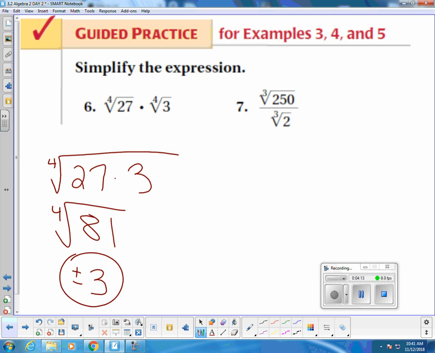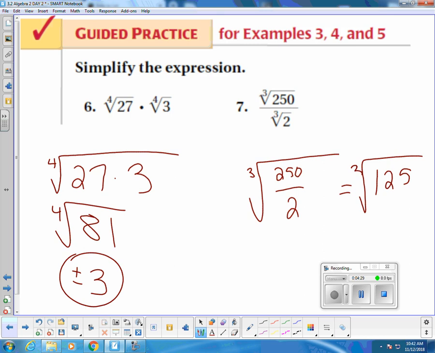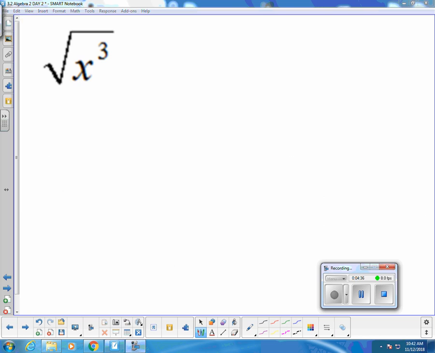And then heading over to number 7, same deal, it's quotient property this time. We are lucky that these are both cube roots, so we can put the 250 and the 2 underneath the same radical together. What is 250 divided by 2? Now is 125 a perfect cube? Did we look out? We sure did. 125 is a perfect cube, and our answer is 5.